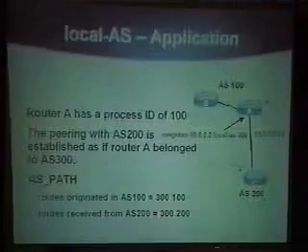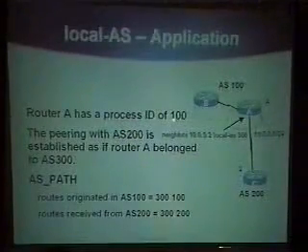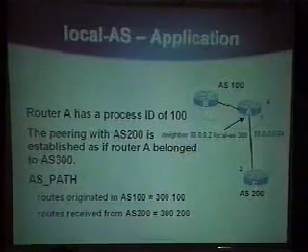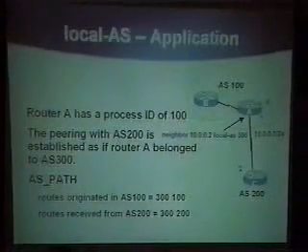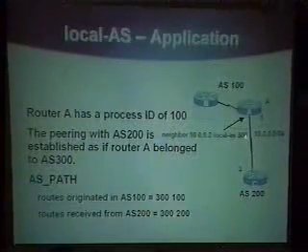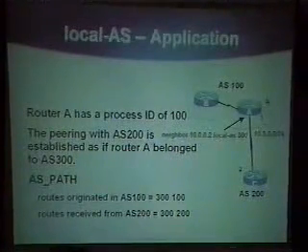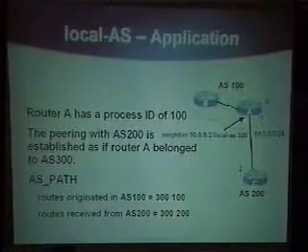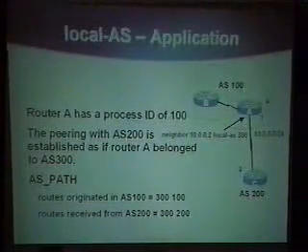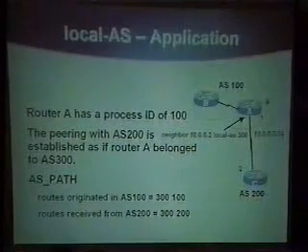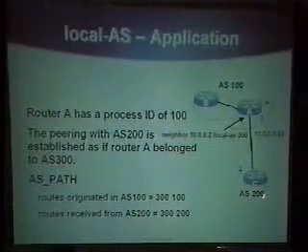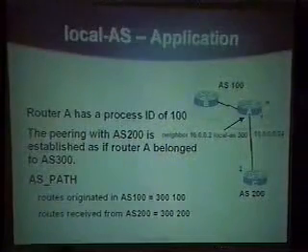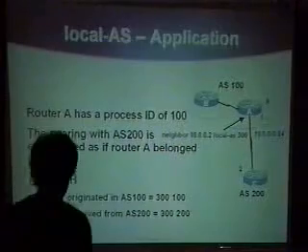And it just looks something like this. Router A has got a process ID of 100, so he sits in AS 100. But as far as router C is concerned, he really looks as though he belongs to AS 300. And router A has just got this simple configuration: neighbor, local-as 300. So the announcement he sends out, he just adds AS 300 into the AS path. So the peering with AS 200 is established as if router A belongs to AS 300. Router C here thinks he is peering with a router in AS 300.